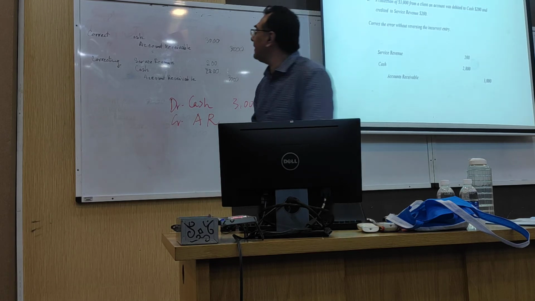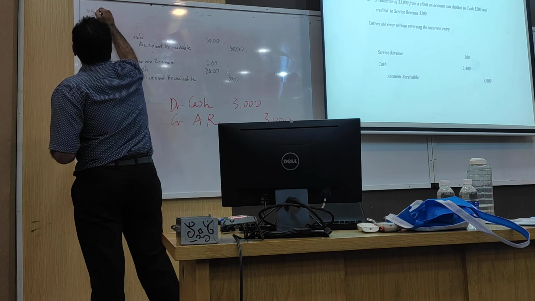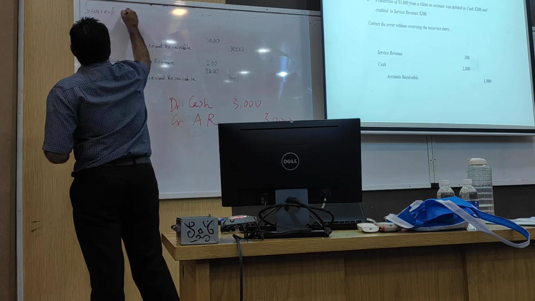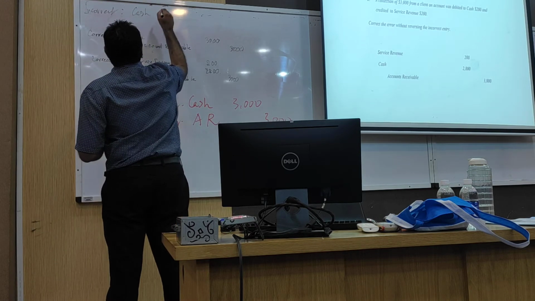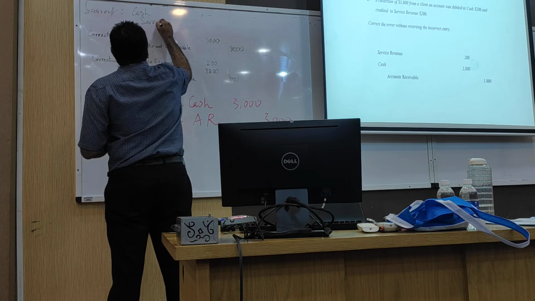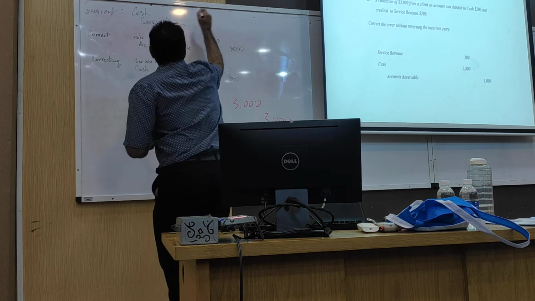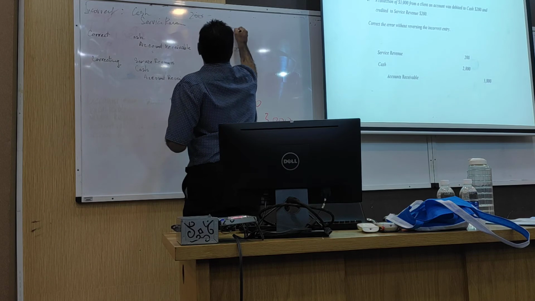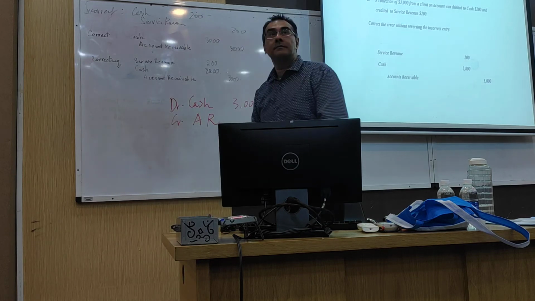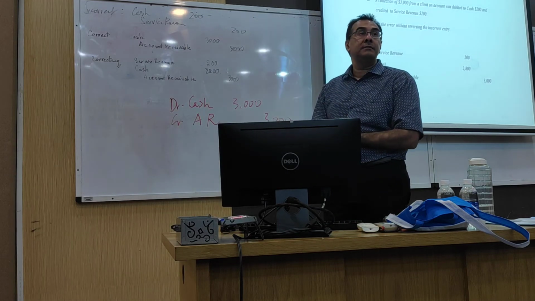Okay, so I'm going to add here incorrect. What did I do incorrect? The incorrect entry was I debit cash and credit service revenue of 200. Yeah, this is what I did.